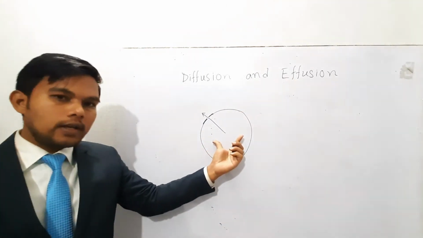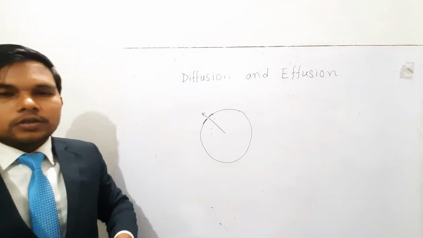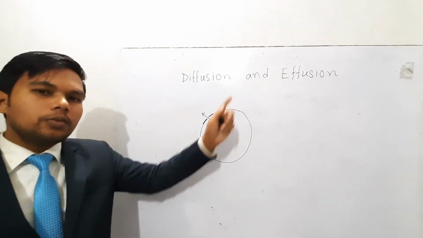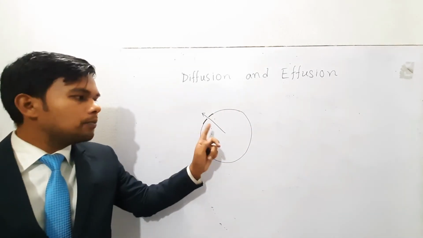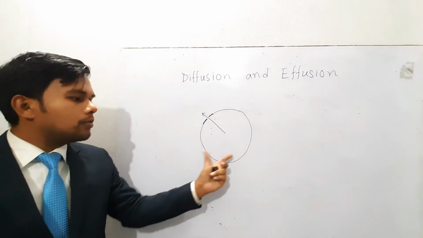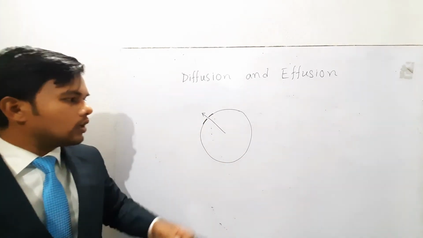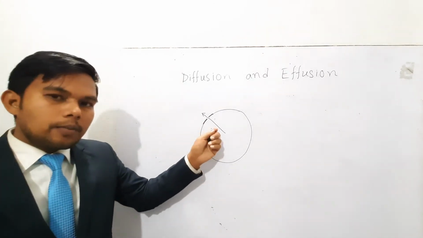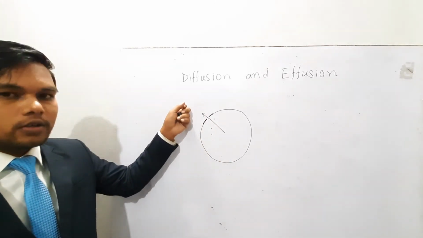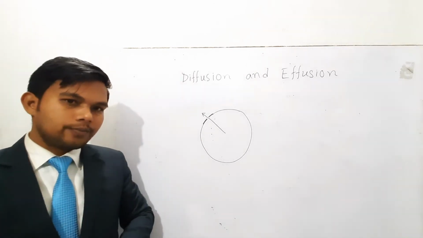When gaseous particles move from a high pressure region to a low pressure region through a fine pore, this process is known as effusion. Effusion happens in the presence of pressure. Inside the balloon, the pressure of the air is high, and outside the balloon, the pressure of the air is low. That's why the gaseous substance goes from a high pressure region to a low pressure region through a fine pore. This process is known as effusion.